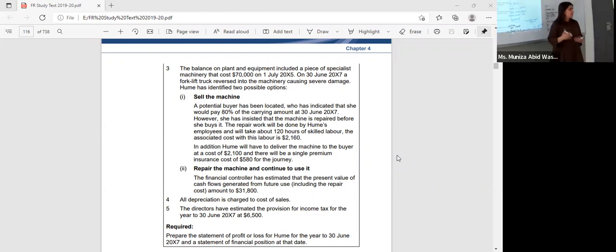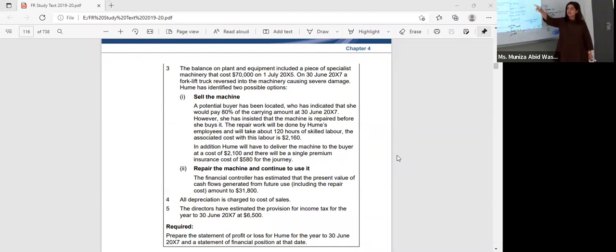So for 2 years, we have to take the carrying value. So 30th June 2006, the carrying value would be 70,000 multiplied by 0.8. And 30th June 2007, again, we are going to multiply it with 0.8 to get the carrying value. This is a quick method, okay? So how much carrying value will be there? 44,800 is the carrying value at 30th June 2007.